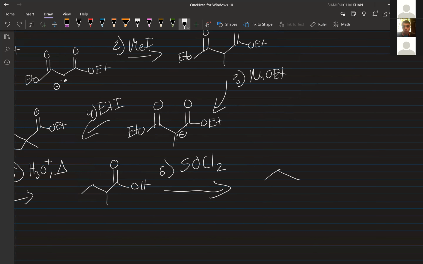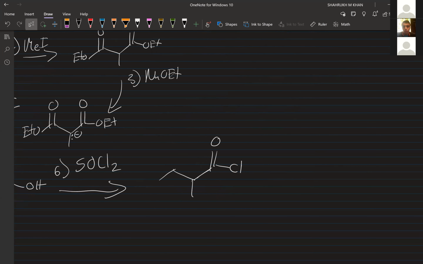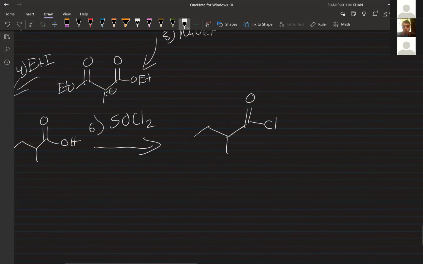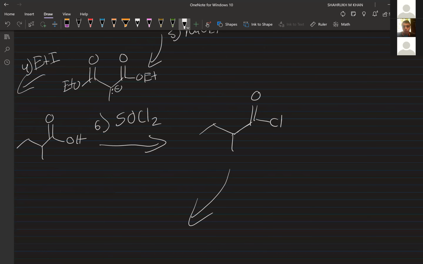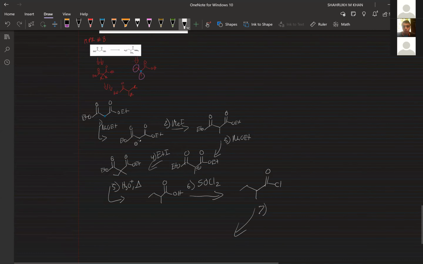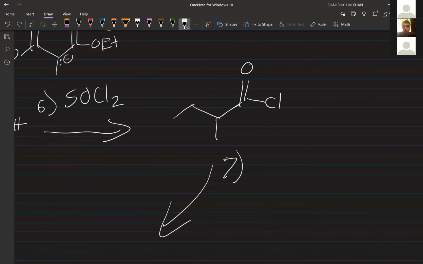Acyl chlorides are reactive enough to form amides. We are forming NMe2, so we're going to use a secondary amine. This is the final step 7. So what are we forming? NMe2. So you're just doing Me2NH.